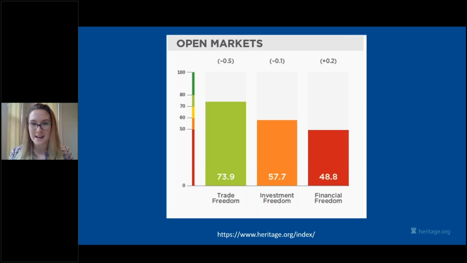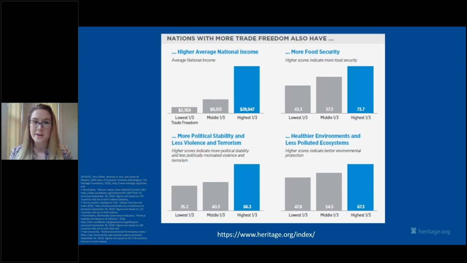Now, turning to our last slide, trade freedom is not just about tariff rates. Trade freedom correlates very strongly with higher incomes, greater food security, greater political stability, and the one that surprised me the most when I first joined the Heritage Foundation was healthier environments. So not only are we focusing on increasing incomes for people, we're focusing on advancing trade freedom to increase overall well-being and prosperity.